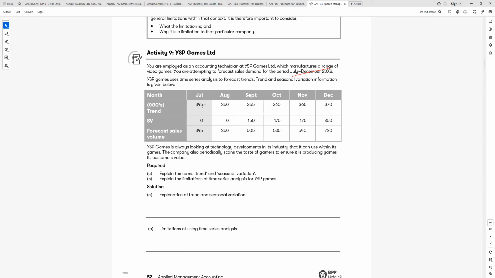So we can easily see that in July the trend is increasing from July to August, then August to September is increasing: 45 to 50, 55, 60, 65, and 70.